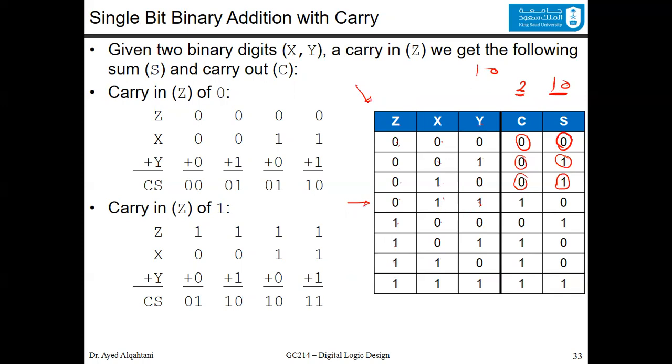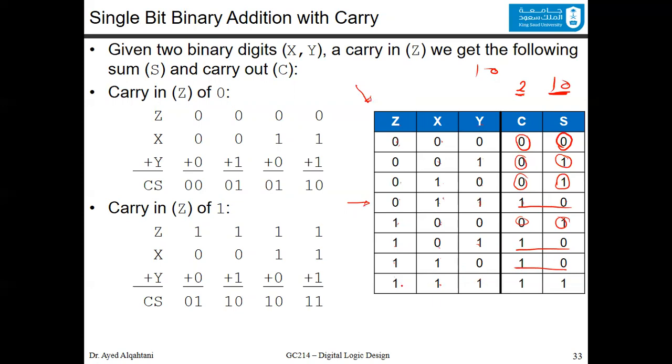So what we did is, if we have 1 plus 1 plus a carry of 0, the sum is 0 and the carry is 1, which is 0, 1, the one that we just mentioned here. Now, 0 plus 0 plus 1 is 1, and the carry is 0. 1 plus 0 plus 1, we have two ones here, so it's the same way that we mentioned here, 0 and 1. 0 plus 1 plus 1, the sum is 0, and the carry is 1.